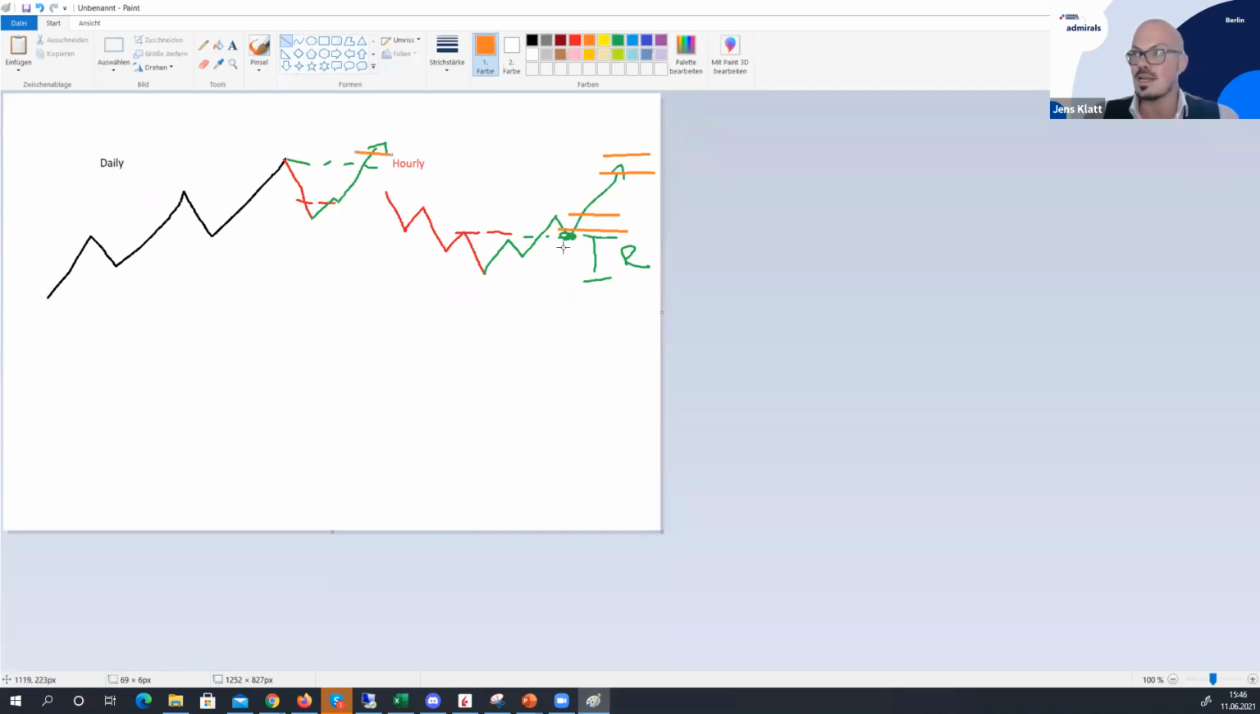So this setup here is more likely to work than it is once we already find ourselves in the so-called distribution area, in the area where market participants probably say, well, not really sure if I want to buy here because the risk reward is getting more and more unattractive.